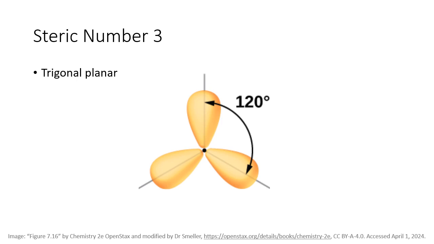Why? You have 3 different domains, trigonal, and planar. It's flat. It's in the same 3D plane. All 3 of these atoms are in the same 3D plane, so it's flat like a sheet of paper. Trigonal planar.